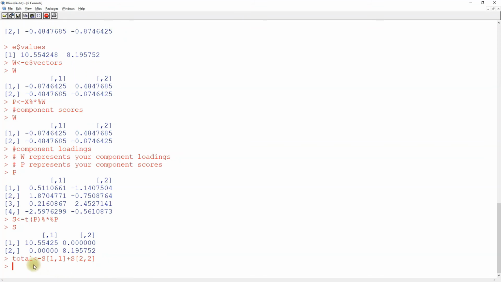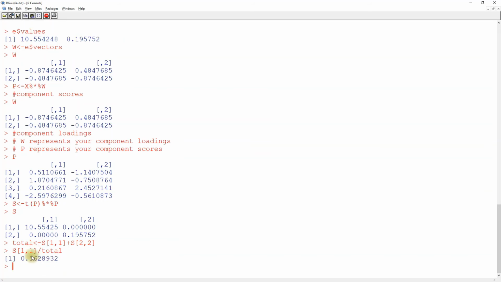So you will see from that, for example, let's suppose the first one. The first component on its own explains what percentage of variation. So S11, which is 10.55, divided by the total that we just computed, explains 56% of the variation of the data. All right, it explains 56% of the variation in the data.